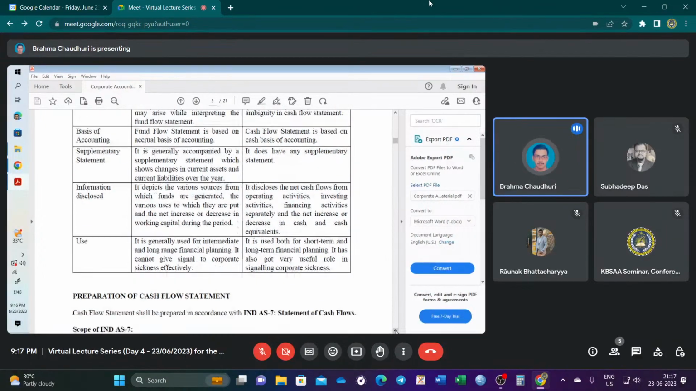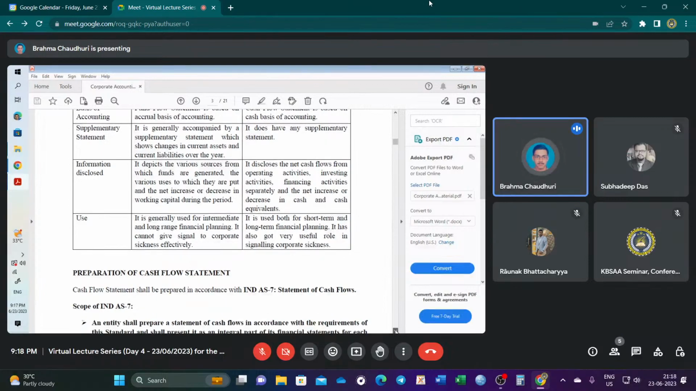Now, information disclosed through the fund flow statement depicts the various sources from which funds are generated, the various uses to which they are put, and the net increase or decrease in working capital during a particular period. But so far as cash flow statement is concerned, it discloses the net cash flows from operating activities, investing activities, and financing activities separately, and the net increase or decrease in cash and cash equivalents. That is the subject matter of the cash flow statement. Now, fund flow statement may be used for intermediate and long range financial planning, and cash flow statement is mainly used for both short term and long term financial planning.